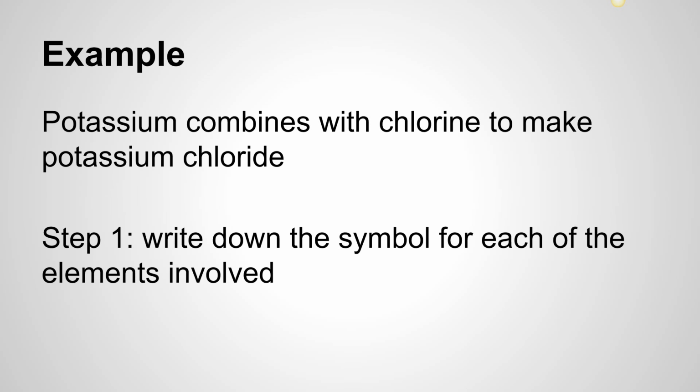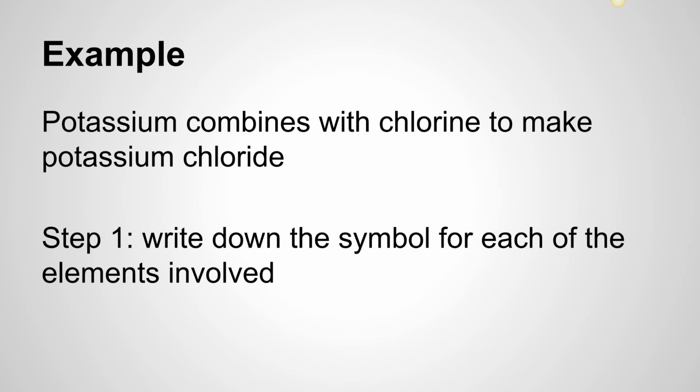An example of this is potassium combines with chlorine to make potassium chloride. Very common salt. To start solving this problem and write the formula for potassium chloride, we have to figure out the symbol for potassium and the symbol for chloride. Remember, chloride is the anion of chlorine. Whenever we form anions, we drop the ending and add IDE, so chlorine becomes chloride.